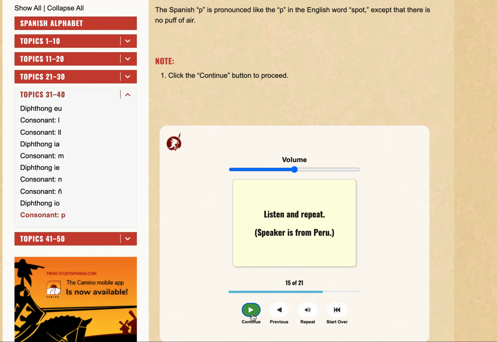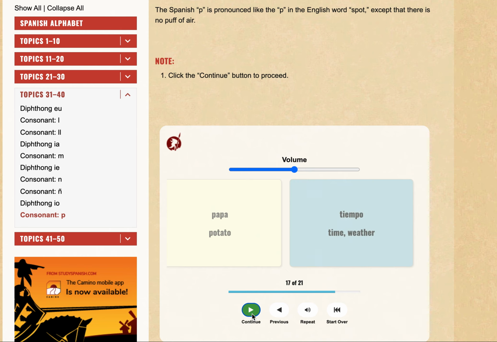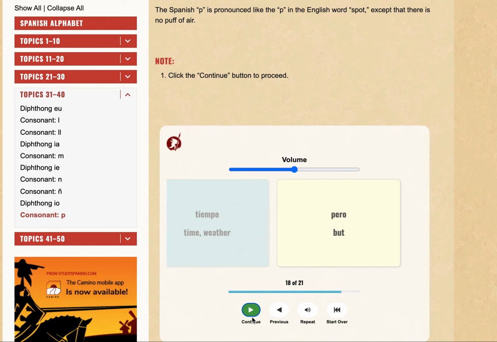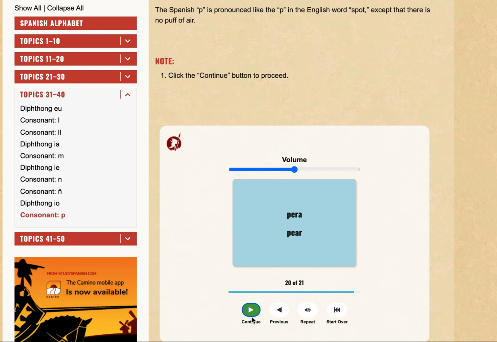Okay, so this is from the speakers from Peru. Papá is dad. Papa is potato. Tiempo is time or weather. Pero is but. Pera is pear. And the last one, simpático, is nice. Alright, so looks like we have completed this exercise.